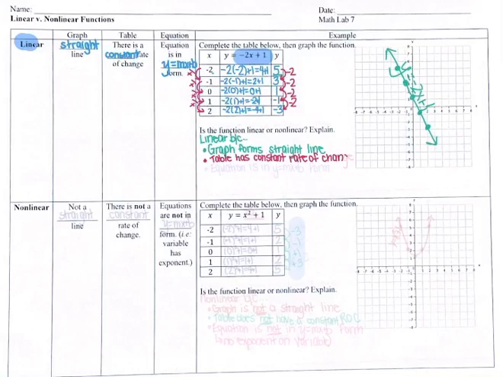And the equation has to be in y equals mx plus b form. So if we look back to this equation up top, it looks like it's in y equals mx plus b form. So that's why this equation is linear. There's no exponents. There's nothing funky going on. It's in y equals mx plus b form.